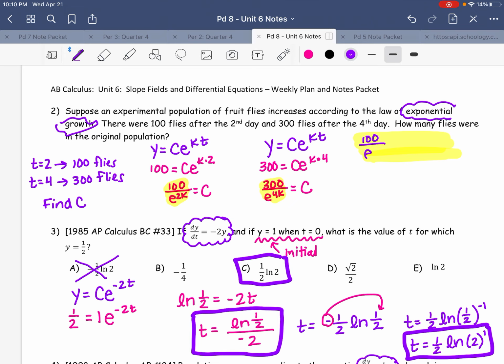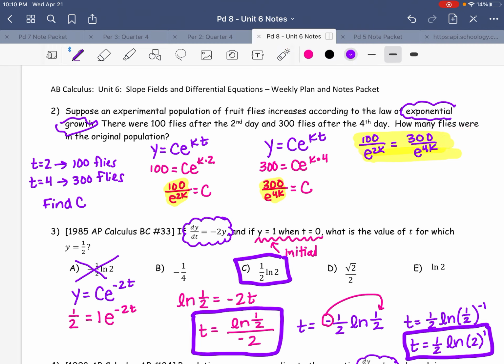So I'm going to say 100 over e to the 2k equals 300 over e to the 4k. And I need to solve this for k. So I need to get my k's on the same side. So doing some algebra, I could basically switch places with these two terms, because I could divide both sides by 300 and I could multiply both sides by e to the 2k.